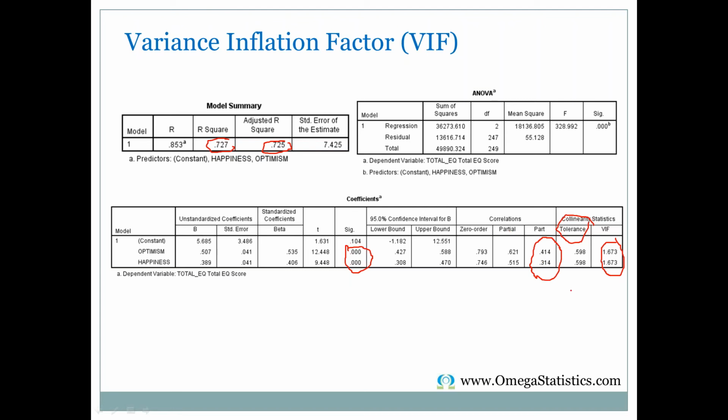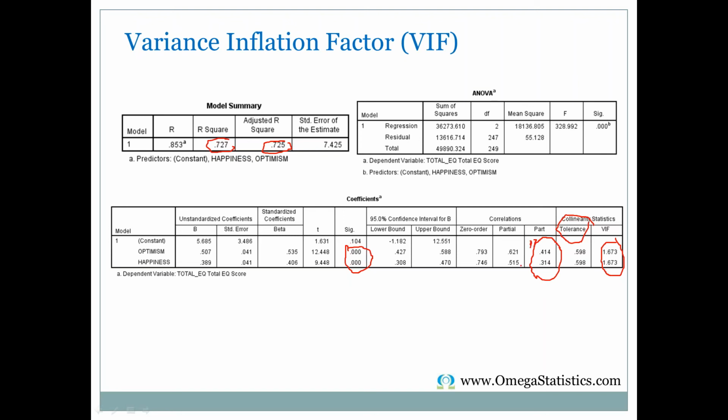It's confusing, but what you would do is take each of these predictors and just square them. So for optimism, I have 0.414, and I'm going to square it. And so I get a number of 0.171. Now this one here, 0.314, I'm going to square it, and that comes out to 0.098. So this one here explains about 17% of the variance.